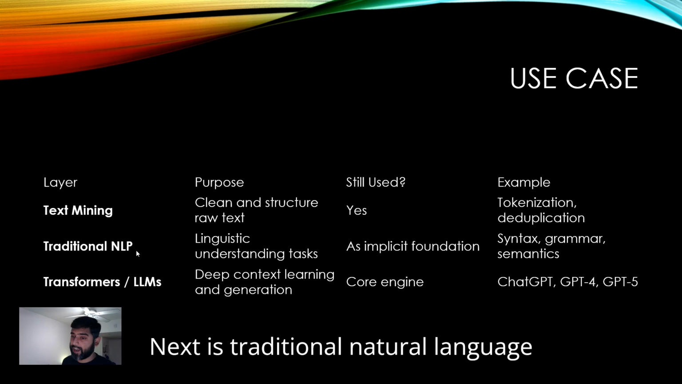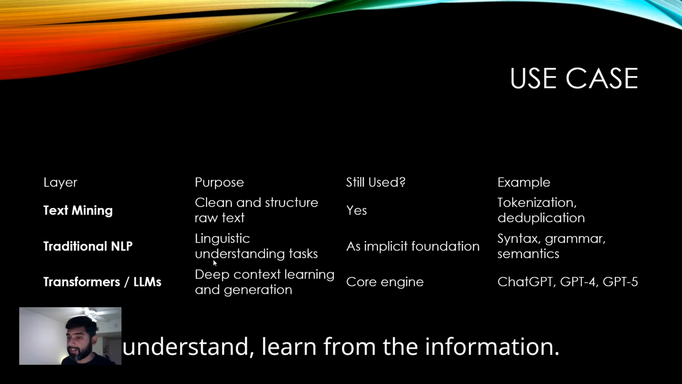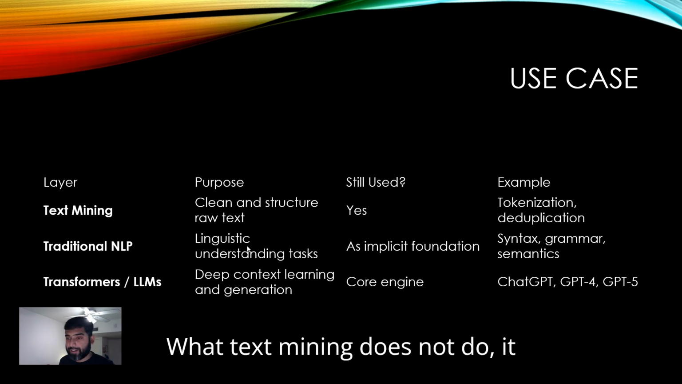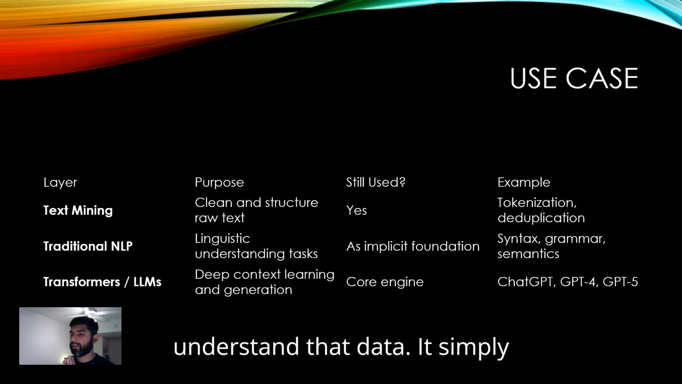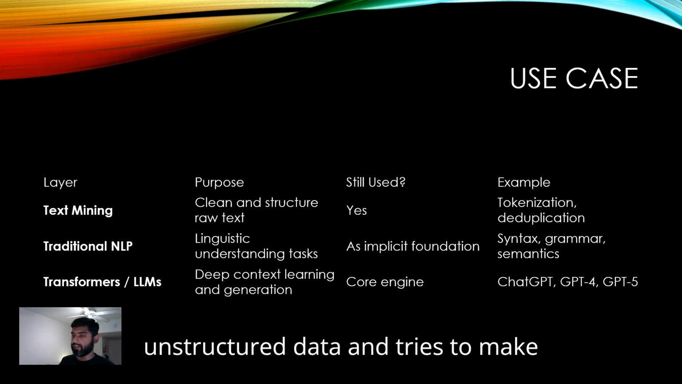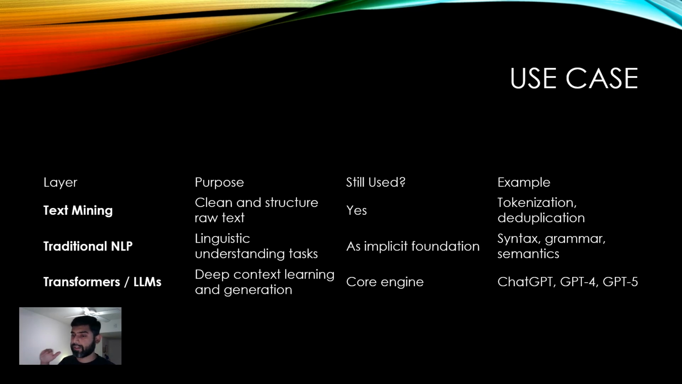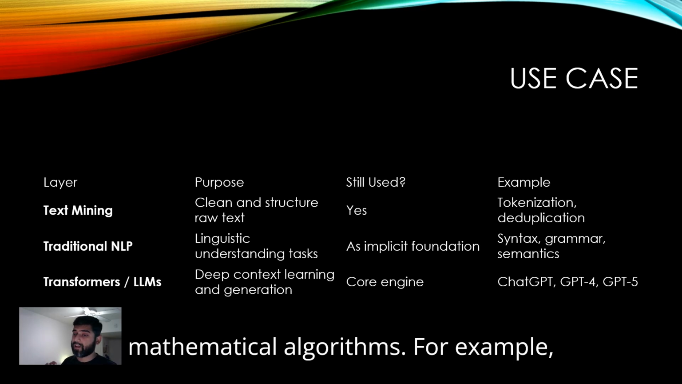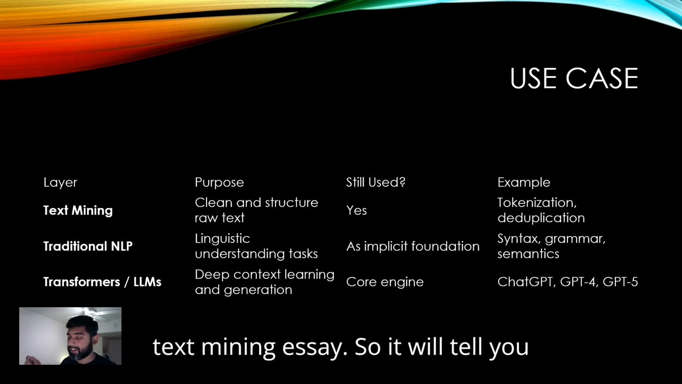Next is traditional natural language processing. The purpose is linguistic and learn from the information. What text mining does not do, it does not learn from the data. It does not understand that data. It simply creates a structured data from unstructured data and tries to make sense out of it using very basic mathematical algorithms. For example, what's the frequency of word text in a text mining essay?